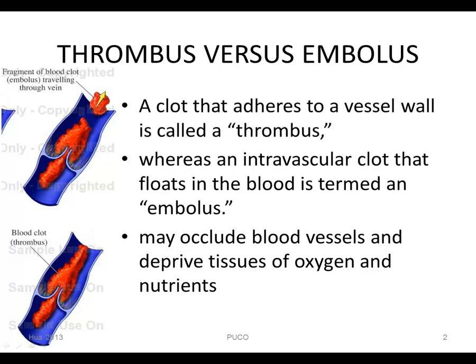It is important to distinguish between thrombi and emboli. A clot that adheres to a vessel wall is called a thrombus, whereas an intravascular clot that floats in the blood is termed an embolus. Thus, a detached thrombus becomes an embolus. Both thrombi and emboli are dangerous because they may occlude blood vessels and deprive tissue of oxygen and nutrients.